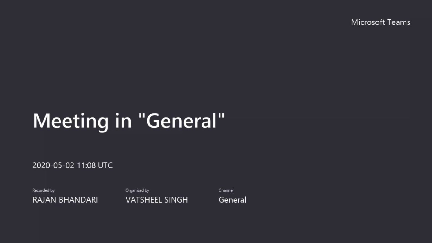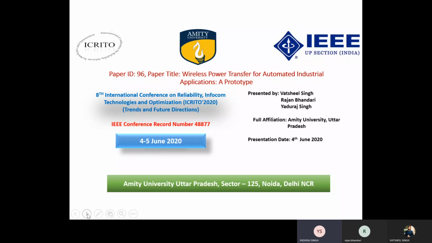Here to present our research paper on wireless power transfer for automated industry applications, a prototype. Our paper ID is 96. This paper is presented by Vachil Singh, Rajan Mandari, and Yaduraj Singh. We are students of the EEE Department, ACET, Amity University, Noida.